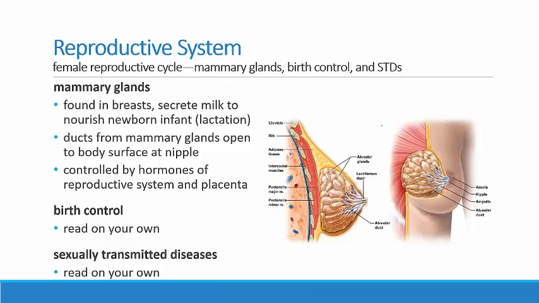So I want to encourage you to read on your own about both birth control and sexually transmitted diseases. I'm not going to expect you to know, say, the relative rates of effectiveness of the different birth control methods, but I do want you to pay attention to what their mechanism of action is. Are they a barrier? Do they mess with hormones? Do they kill sperm? Do they block sperm? And then I also want you to be aware of some of the different STDs and which of the birth control methods also work as STD control.